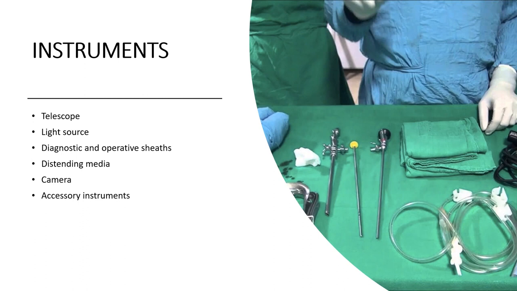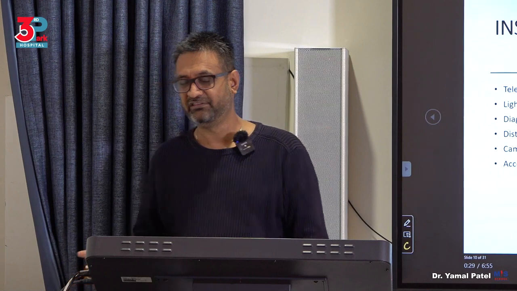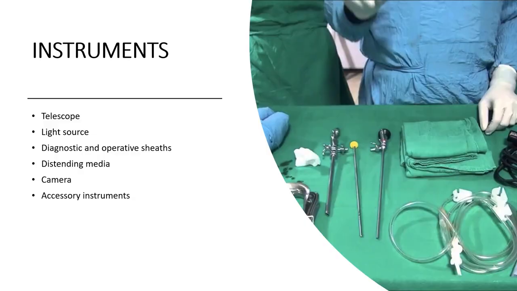We have the distending media. Most of the distending media we use today is fluid. And the fluid we use mostly is normal saline because it's isotonic. It does not give us issues with electrolyte imbalances. So very important. We use camera, and we have accessory instruments that we would use.